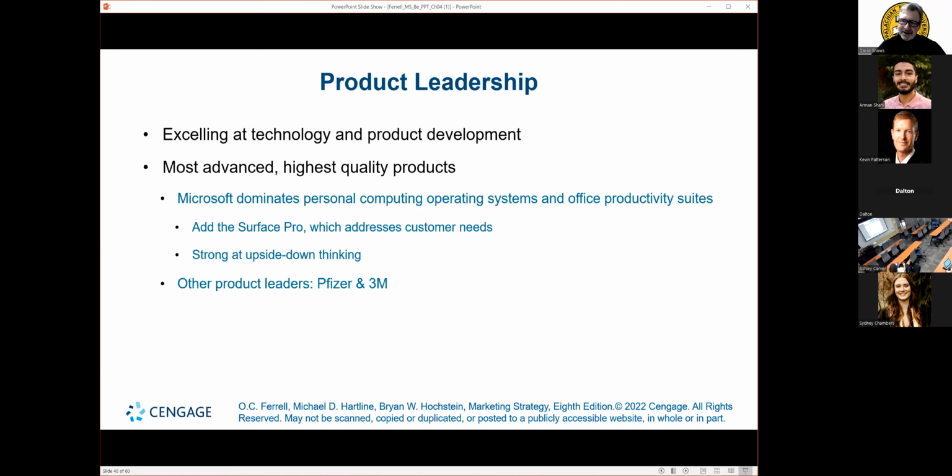Apple, at the time of Steve Jobs' death, spent 10% of their profit on research and development. 10%. Think of that number for a minute. It was this commitment to R&D that made them who they are today. Now, I love how they say Microsoft dominates personal computing operating systems. Yeah, but, okay, it's how you define computing operating systems and office productivity. I will give them their due. They definitely do that when it comes to Microsoft Office, all right?